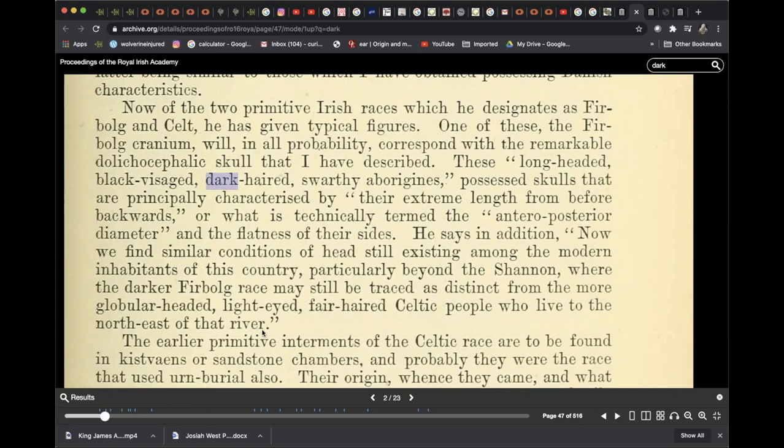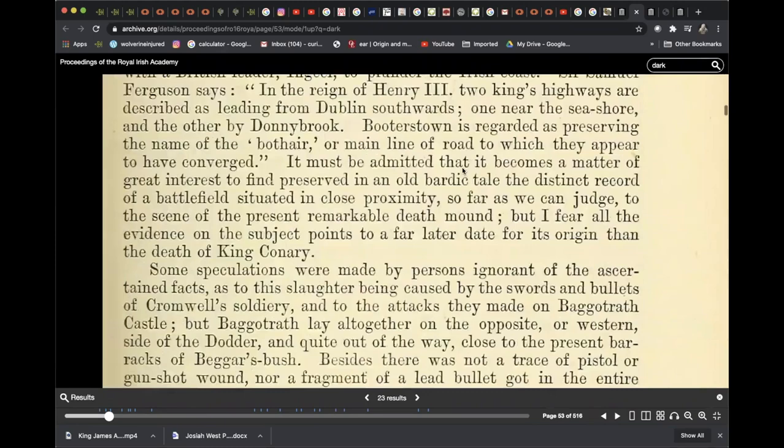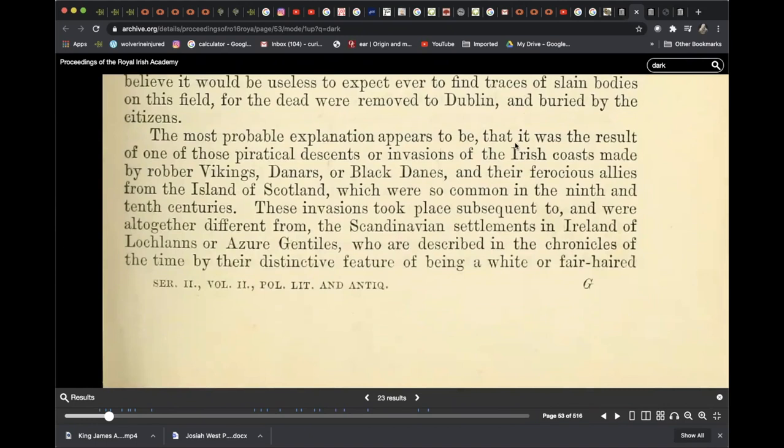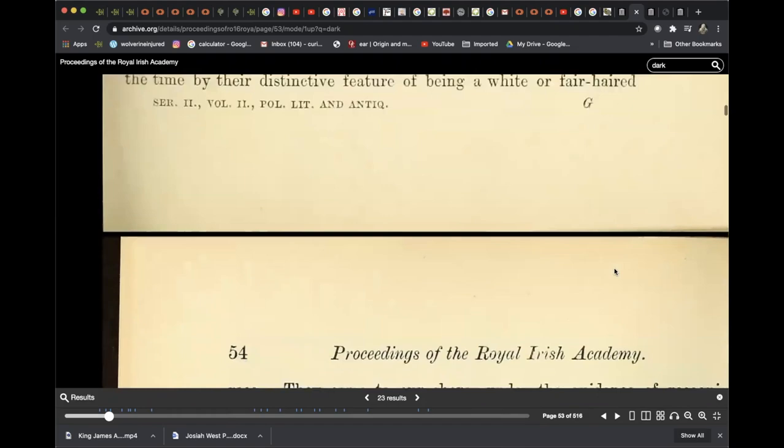I'm on page 53 of this book now, and I go down here to this paragraph, and it says, the most probable explanation appears to be that it was the result of one of those piratical descents or invasions of the Irish coast made by robber Vikings, Danars, or Black Danes, the six kings, the six Danish kings, Danites, and their ferocious allies from the islands of Scotland, which were so common in the 9th and 10th centuries. These invasions took place subsequent to and were altogether different from the Scandinavian settlements in Ireland of Lochlanns or Azure Gentiles, who are described in the chronicles of the time by their distinctive feature of being a white or fair-haired race. All right, so different from the Black Danes.